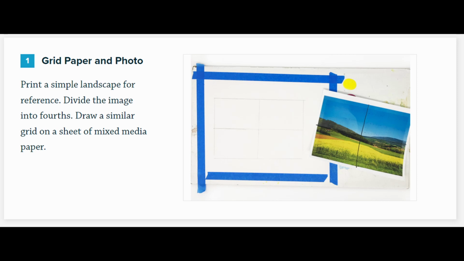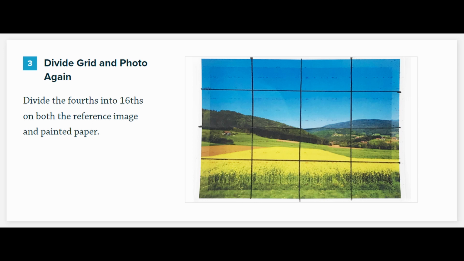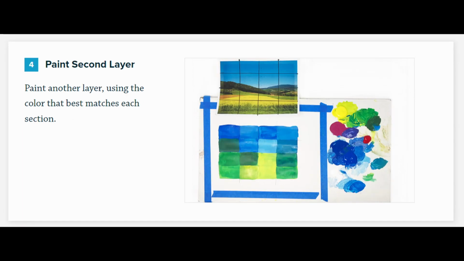This is the landscape divided into the 4 quadrants, as you can see, and looking at the main color, the color that is predominant in each quadrant. The first 2 are about the same, so you can see it makes sense. And then you divide the paper again, into 16s, both the reference image and the painted paper. Remember, I didn't draw mine on the painted paper, but you're going to do that, so yours is going to be a lot neater than mine. And then paint that second layer, looking again at the predominant color.